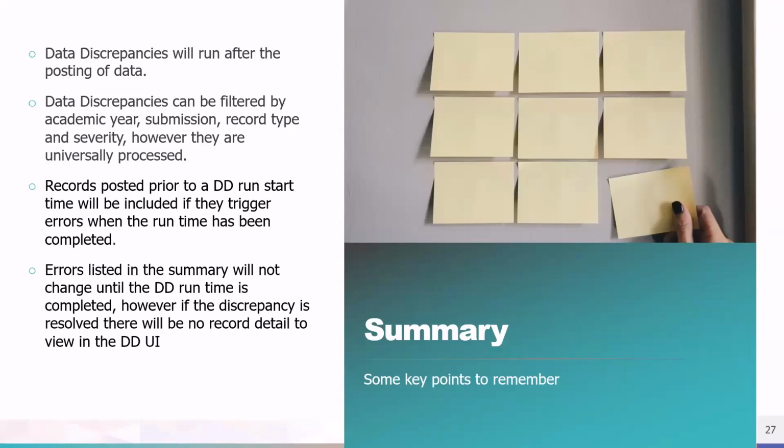Data discrepancies can be filtered by academic year, submission type, certification cycle, record type, and severity. However, they are universally processed, meaning that CALPADS is running data discrepancies on your ODS data, not that single record, not like a rejected record in a batch file submission. That's because the data discrepancies include cross-file validations. So when you post a record, there may not be any discrepancy in that singular record, but it might conflict with other data for that student or potentially other data in CALPADS.